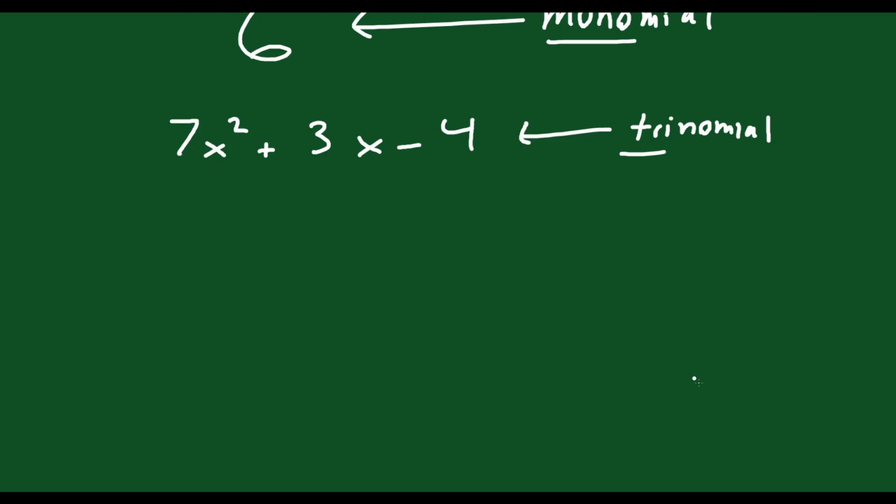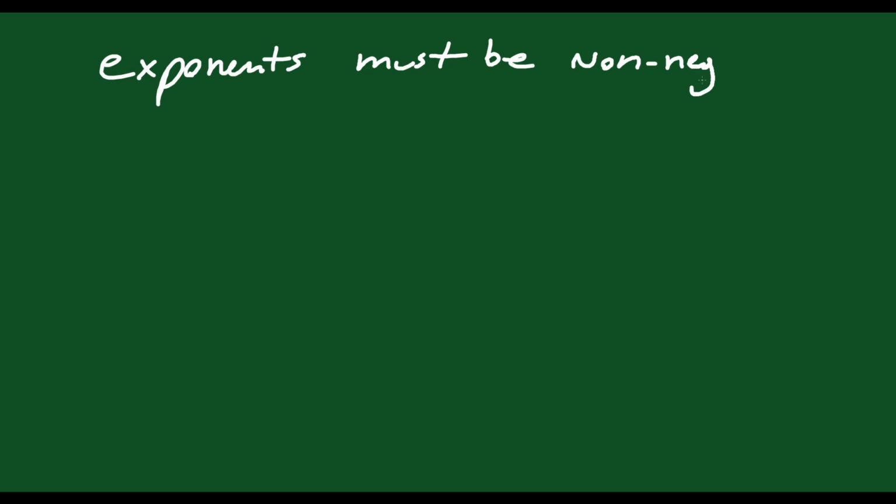Now, what doesn't count as a polynomial? Because I just wrote a bunch of expressions down, but there are other expressions that wouldn't fit the criteria for a polynomial. So what are those criteria? What are the rules? Well, basically, the exponents that you have on the variables have to be non-negative integers. So you could say that the exponents must be non-negative, and they also have to be integers.